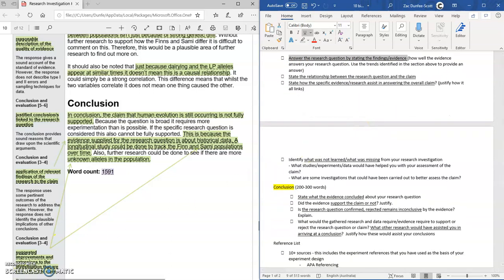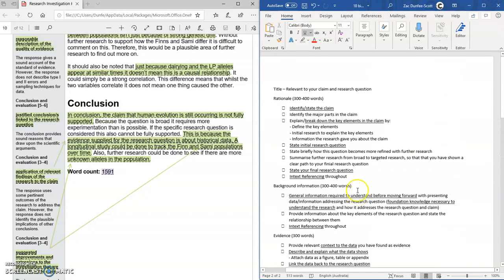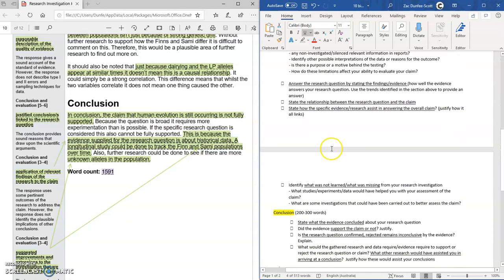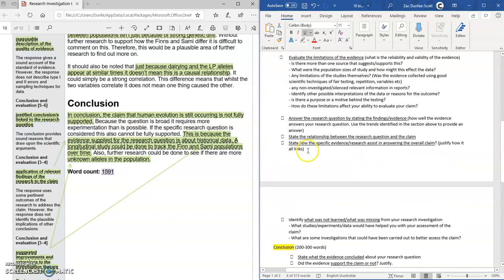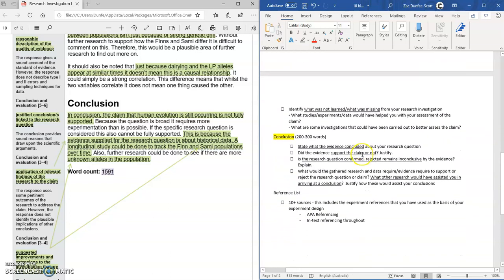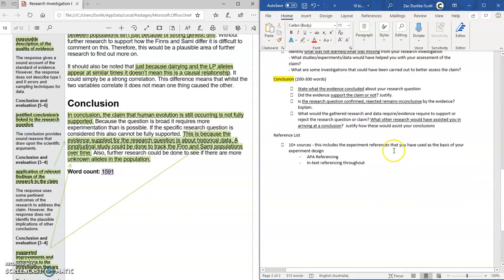Then you are going to state, did the evidence support the claim or not, or justify. Our claim being our very large, broad claim that we started with. So did the evidence that we found support the claim? Again, it's just this section right here. State the relationship between the claim and the evidence, and whether the evidence assisted in getting an answer for that or not.